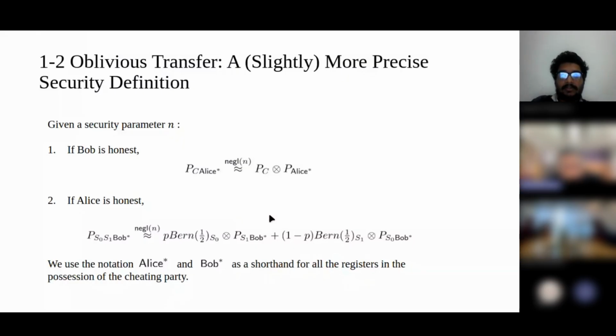Yeah, I wanted to ask a few small things. So I remember in commitments, things are a bit more delicate, right? Like you have to look at these collapsing commitments and so on. Do similar things arise in this oblivious transfer as well?